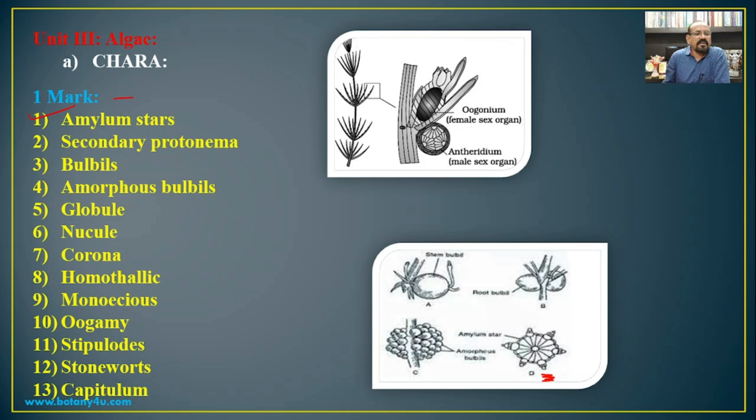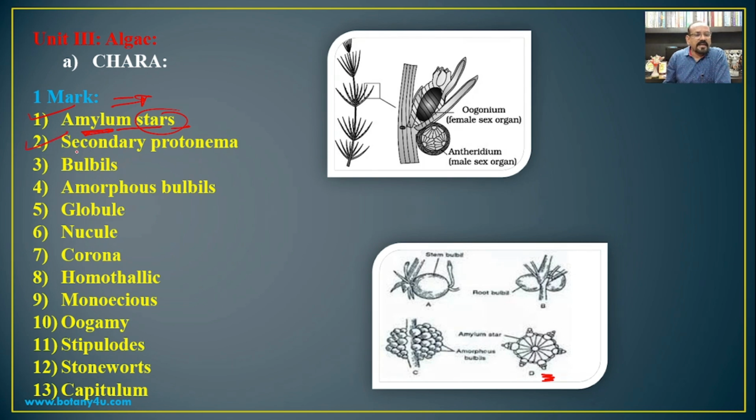Again, for the 1 mark question, you are not expected to draw the diagram. We only have to provide the answer in 2 to 3 lines. Amylum stars are the starch, which is named amylum, and they are star shaped and hence known as the amylum stars. They develop from the nodal regions of the stem, that is the lower nodes, as well as the roots or rhizoids.